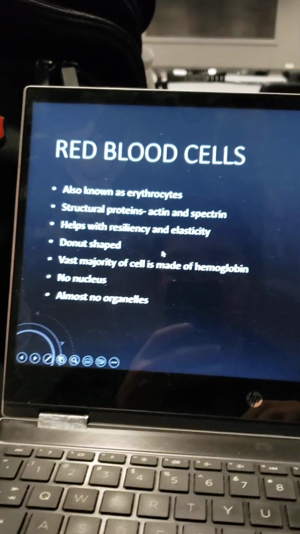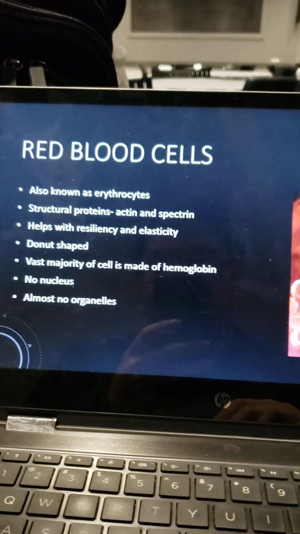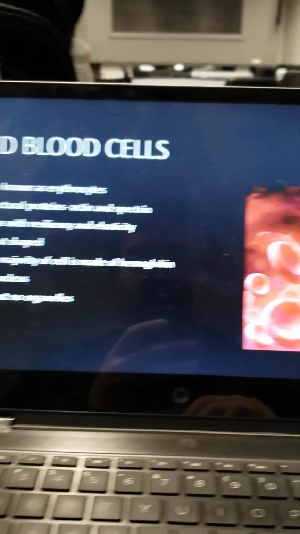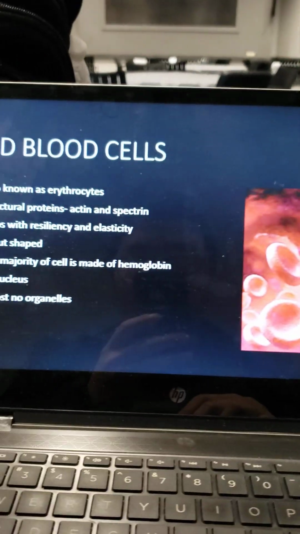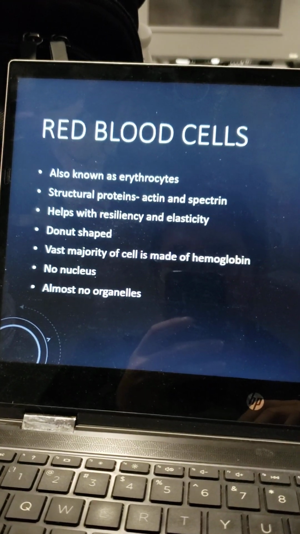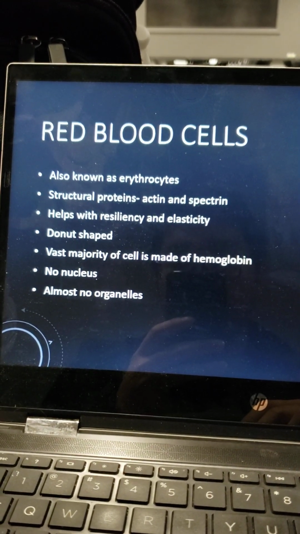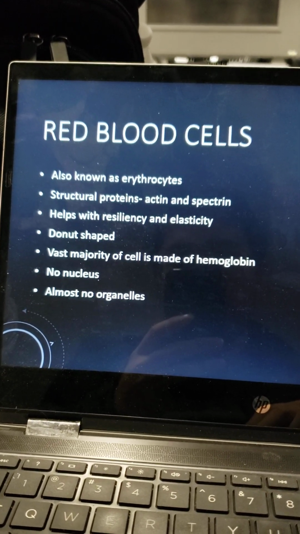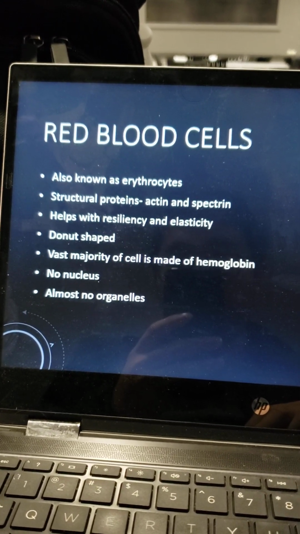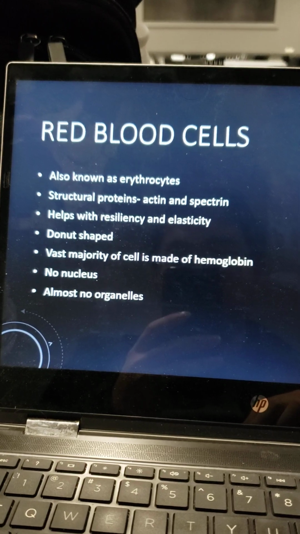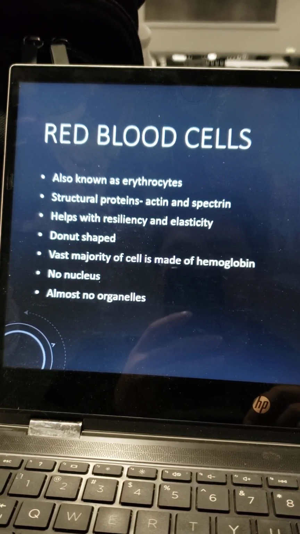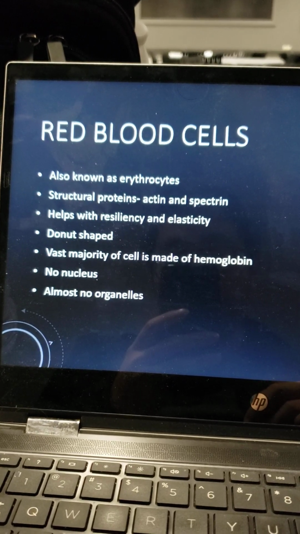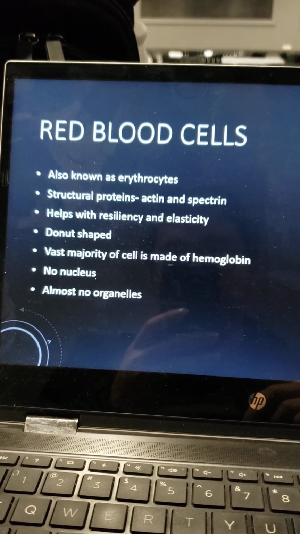So we're going to start off with red blood cells. They're also known as erythrocytes. Erythrocytes are unlike any cells in the body in the sense that they have no nucleus and almost no organelles. They also contain structural proteins such as actin and spectrin. These proteins help with the resiliency and elasticity of red blood cells.